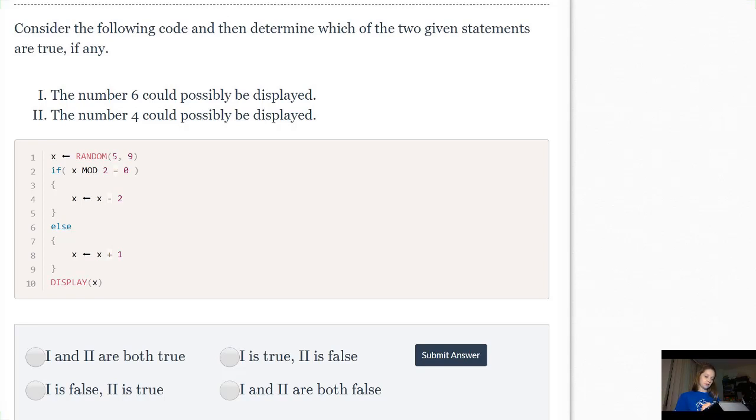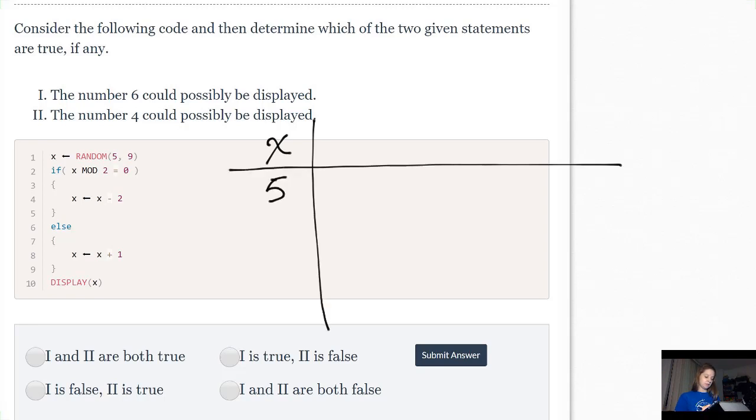So let's start making notes. X could be, now I'm going to make it like a table, 5, 6, 7, 8, or 9. And we have an if-else statement. If x mod 2 equals 0, then do line 4, else do line 8. So let's have a test here. X mod 2. We want to know, does that equal 0?